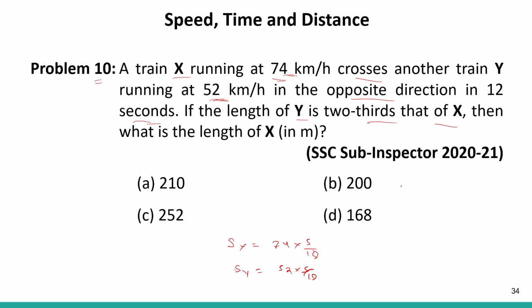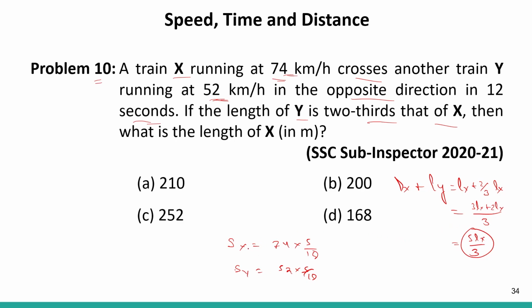It is told to us that Lx plus Ly is equal to Lx plus 2 by 3 Lx. So this is equal to 3Lx plus 2Lx, which is 5Lx by 3. This is the total distance they need to cover.